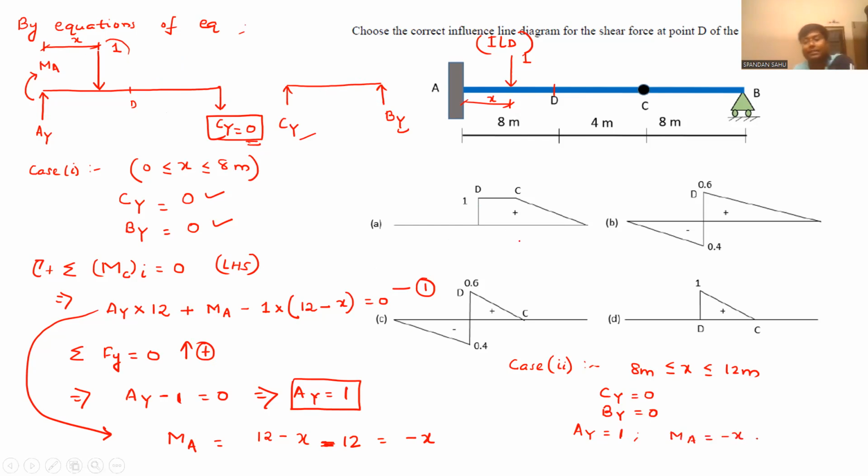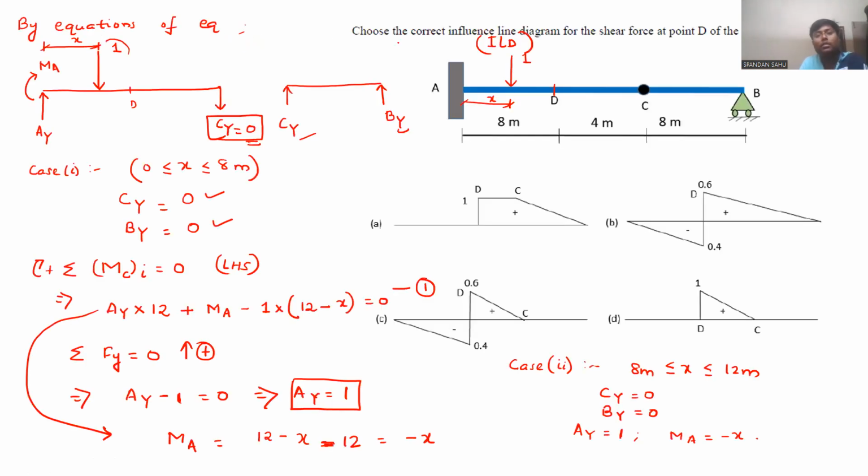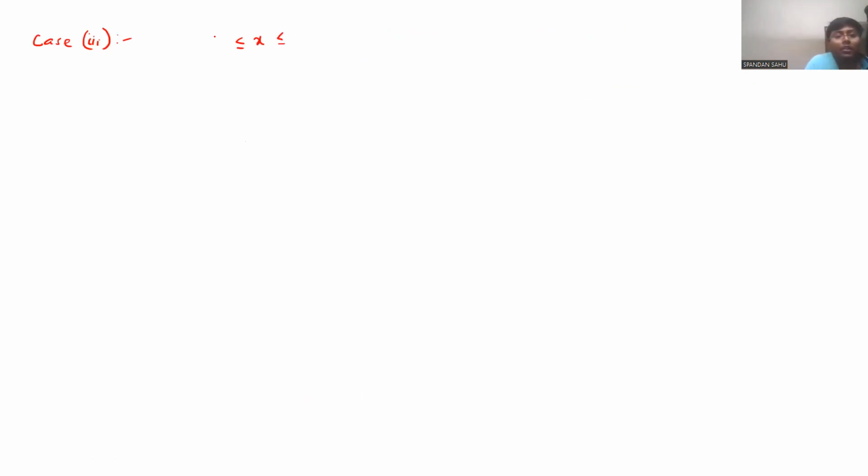Now the third case, case 3, when your unit load is varying beyond point C onwards to point B. So it will be 12 meter to 20 meter.